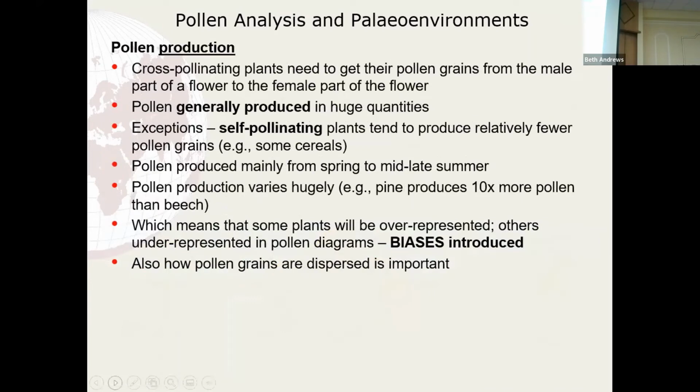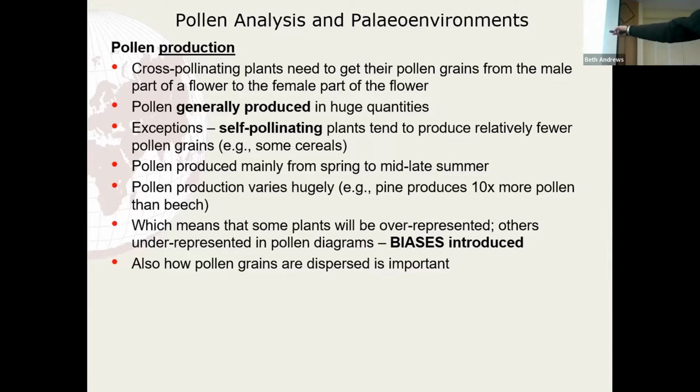Okay, so cross-pollinating plants need to get their pollen grains from the male part of the flower to the female part of the flower. That means they're produced in huge quantities. Anyone with hay fever readily knows that that can be a pain from this time of year onwards, from around March to late summer. So pollen is generally produced in huge quantities. The exceptions are the self-pollinating plants that tend to produce relatively fewer pollen grains, and of course some of the cereals are important to identify human economy and agricultural activity in the past.